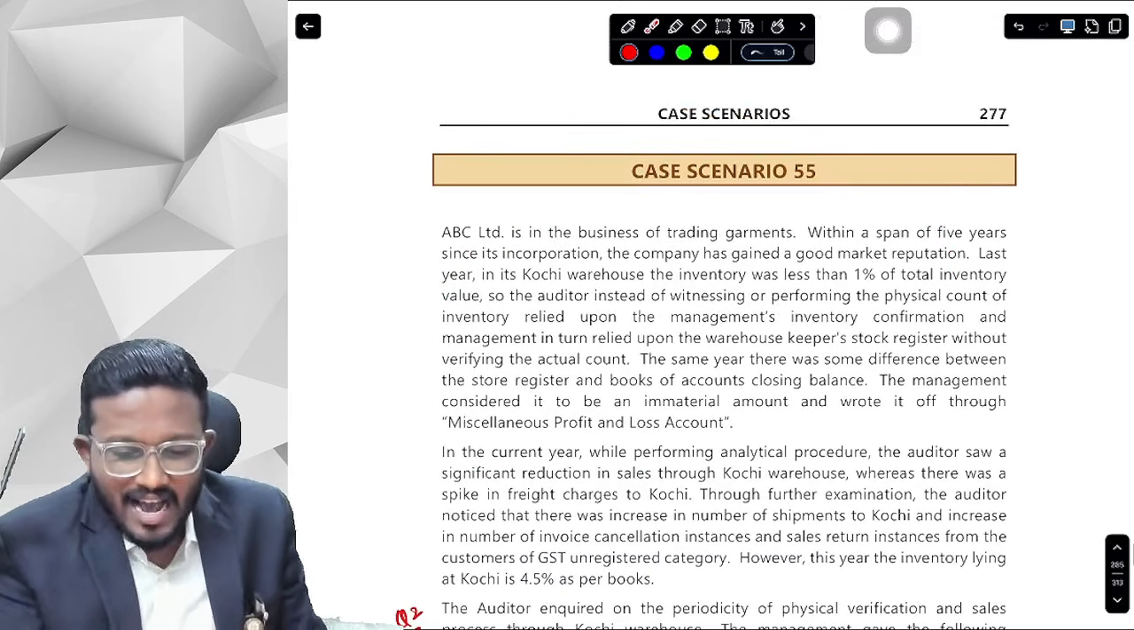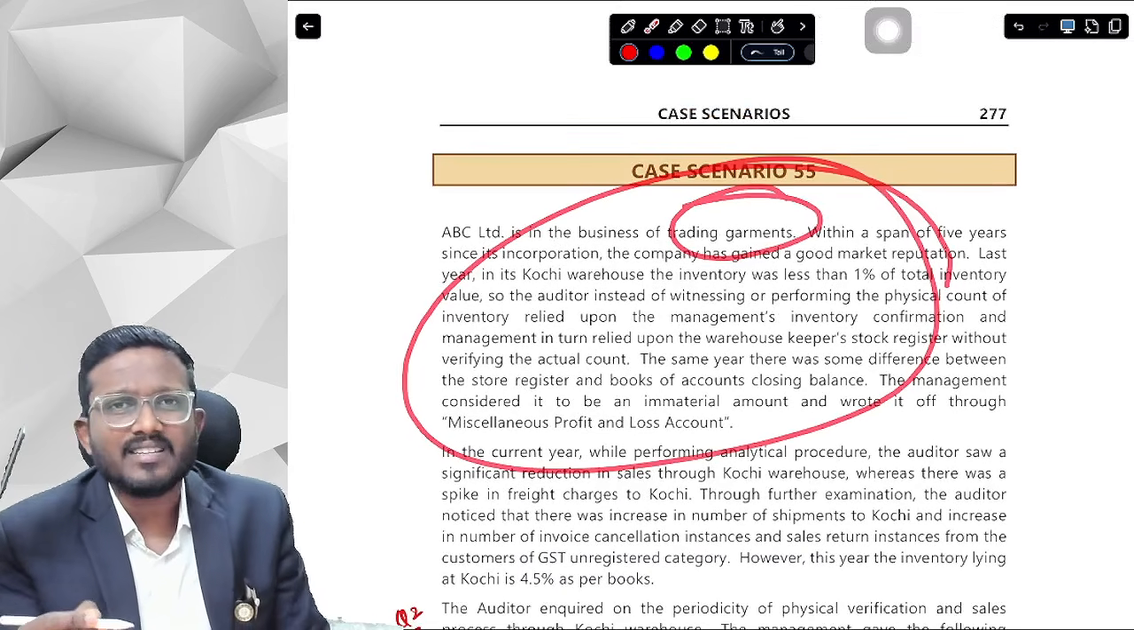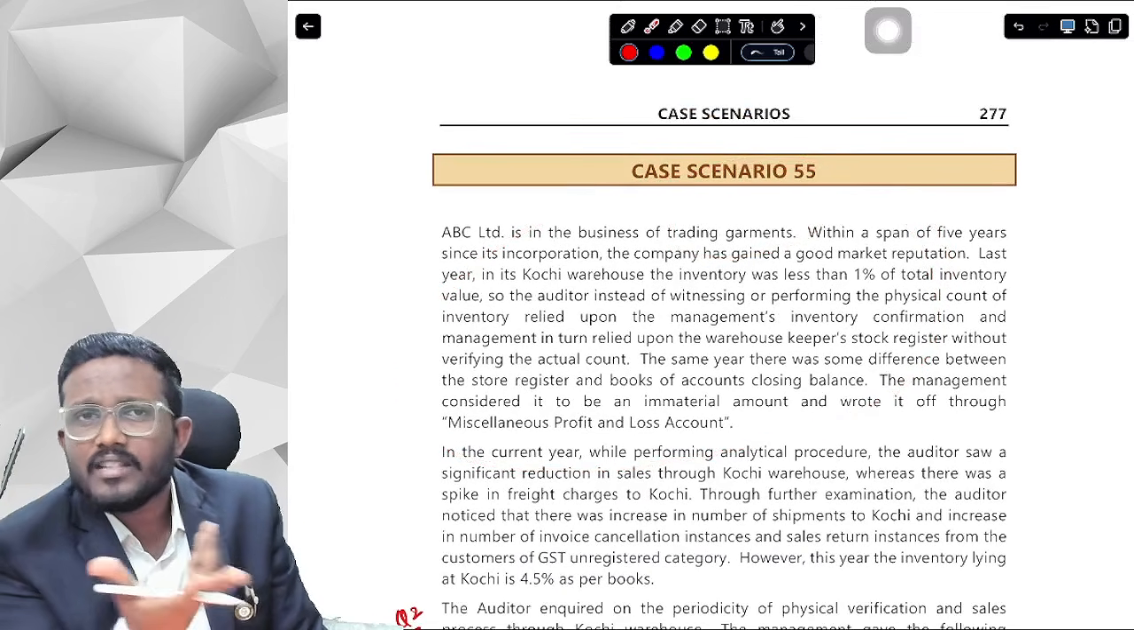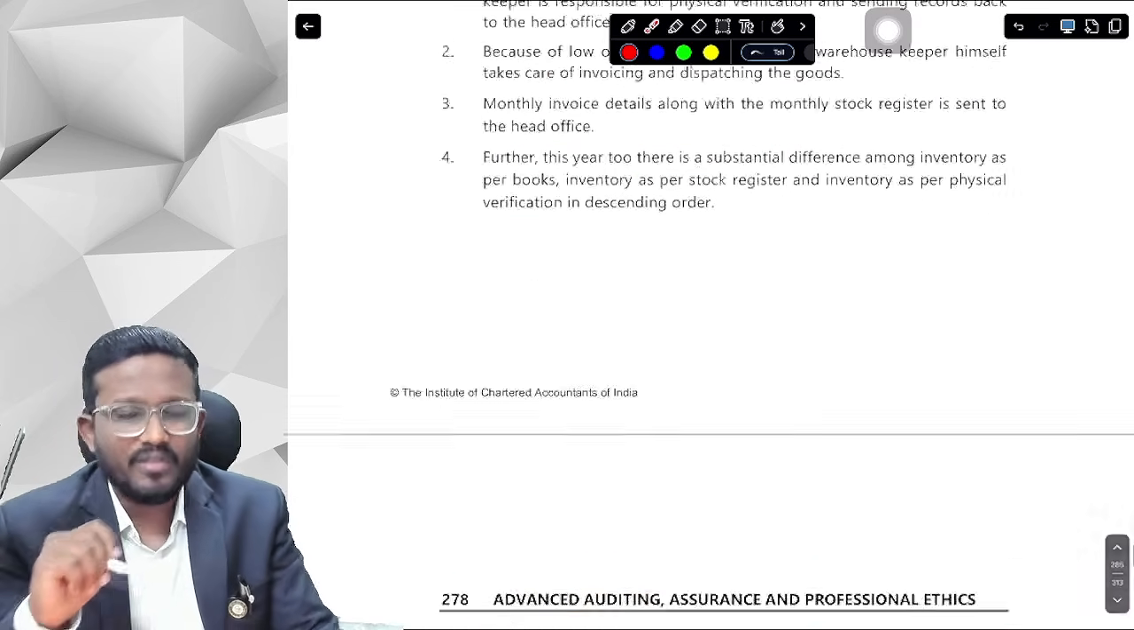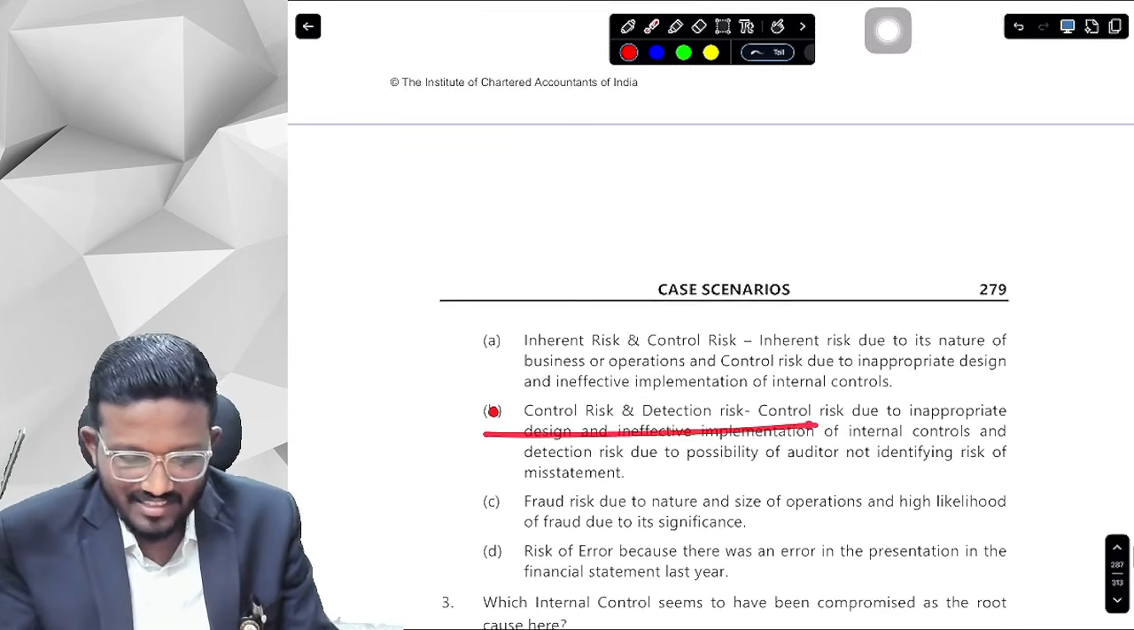And here there is no inherent risk because we are just trading in garments, and the nature of the business is not such that there is a risk of material misstatement in financial statements. So there is not an inherent risk. There is just control risk and detection risk. Okay, yes sir, this is control and detection risk.